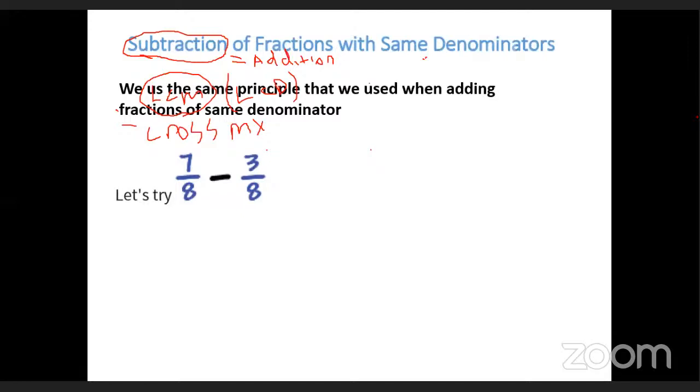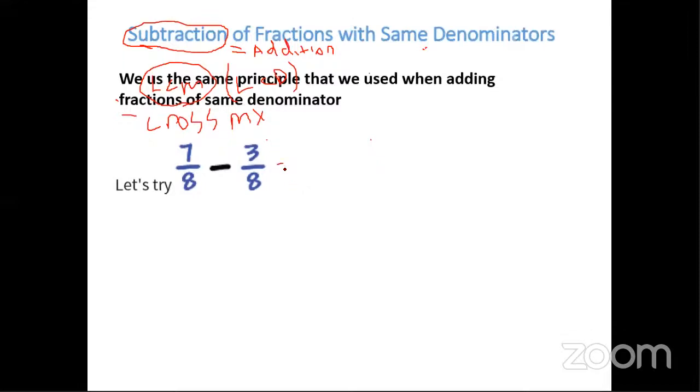Okay. Chirabo, are you there? Yes, teacher, I'm there. Chirabo, can you solve for us this using the principles of addition? Okay, 7 out of 8 minus 3 out of 8 is equal to... What do we do?